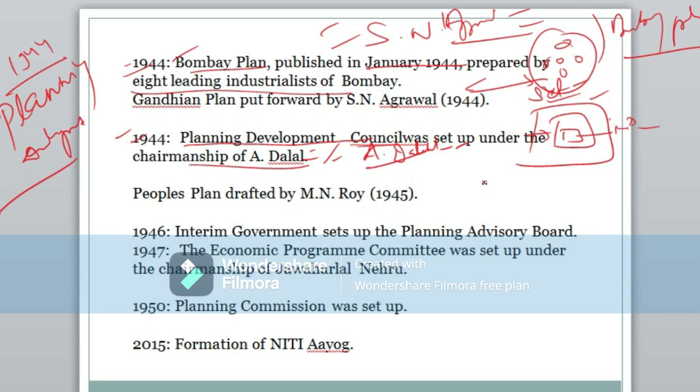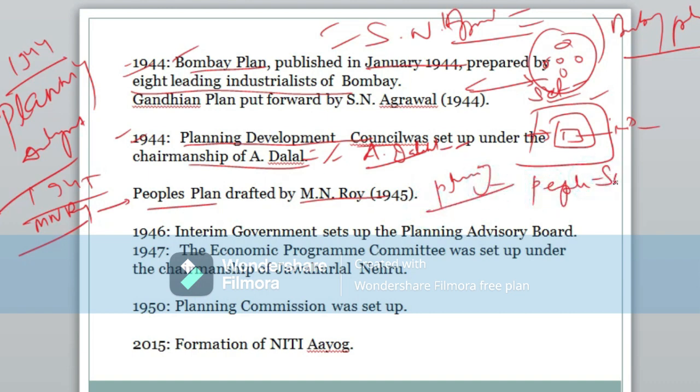So, People's Plan also drafted in 1945. M.N. Roy, a famous communist leader, जिन्होंने पहली बार प्लानिंग कमेटी की बात की, and he also aims for the constitutional committee to draft a constitution of India. So he planned a people's plan based on the model of socialism. याद रखिए, सोशलिज्म का ये मॉडल था, first in the Indian history by M.N. Roy. Then comes the 1946 interim government set up planning advisory board.